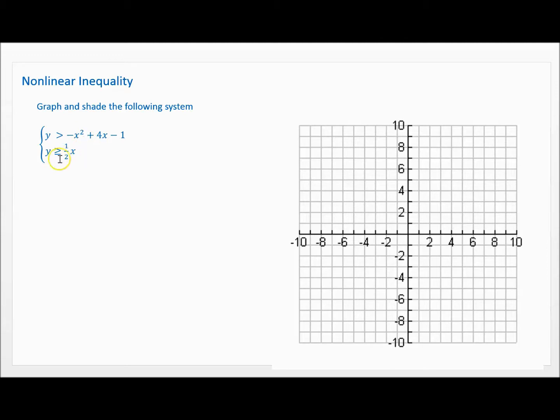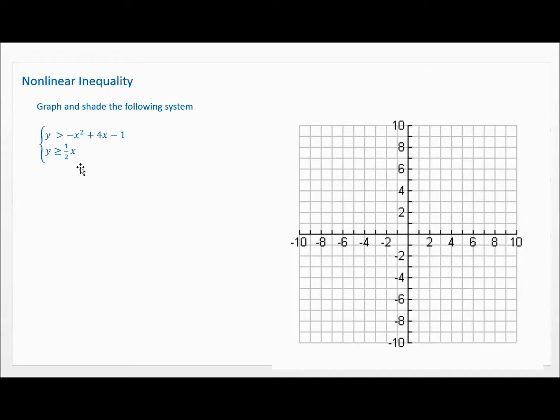But look, the second inequality is y to the first and x to the first. That guy's a straight line. So we have a parabola because of the x squared along with a straight line. Now, how are we going to handle this? Well, if you look at the first inequality, you may recognize that. We just did that problem.